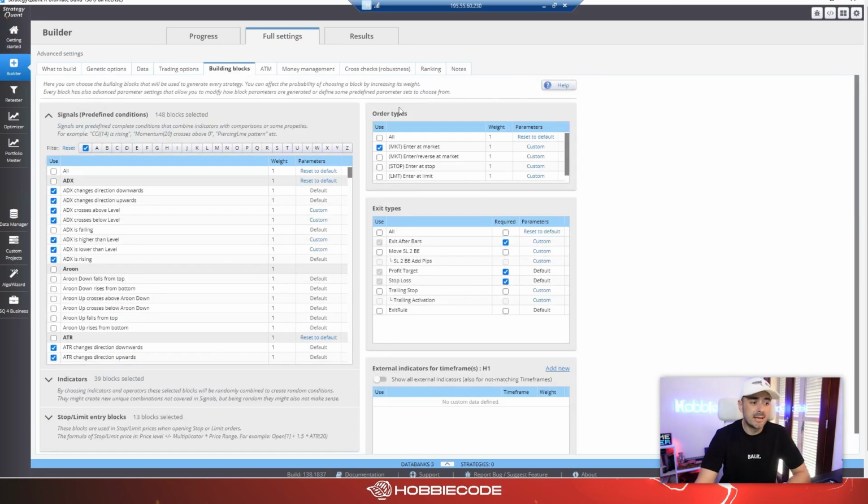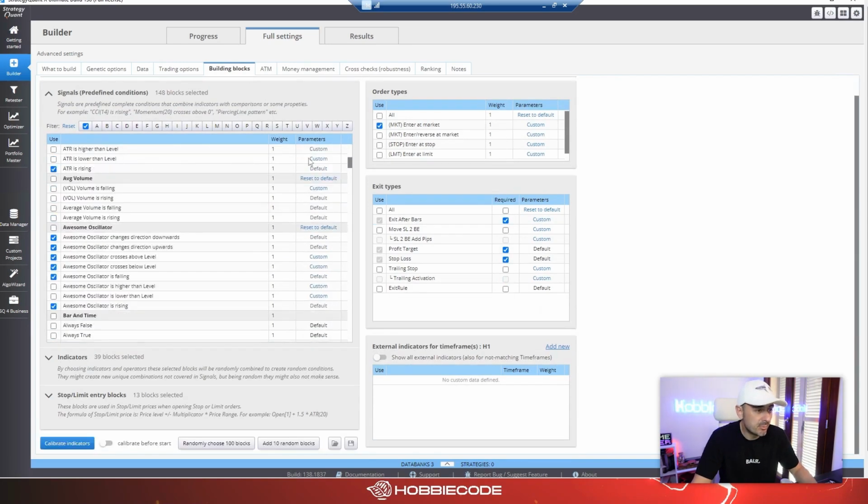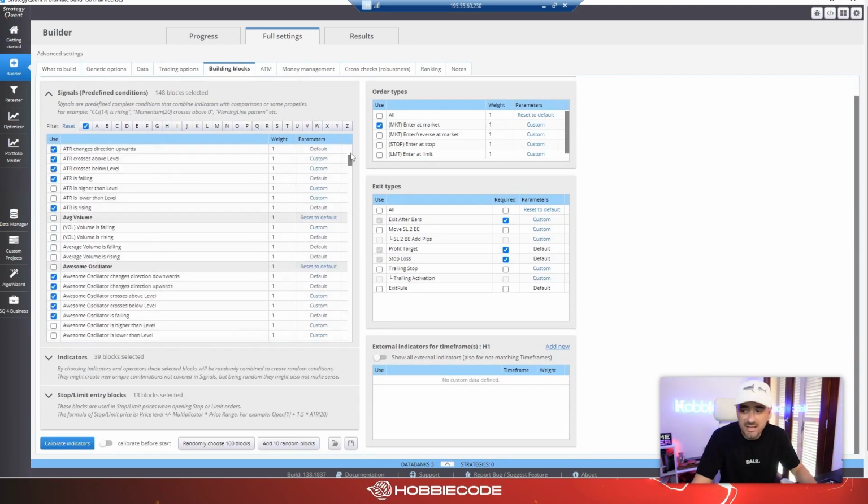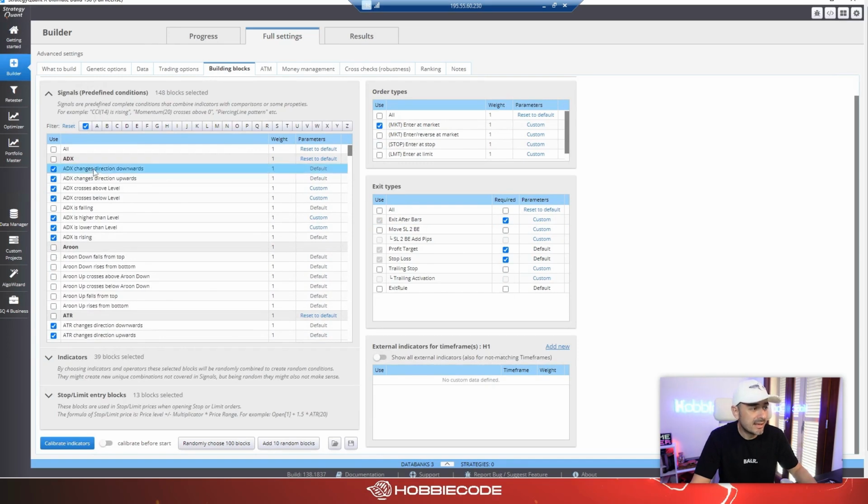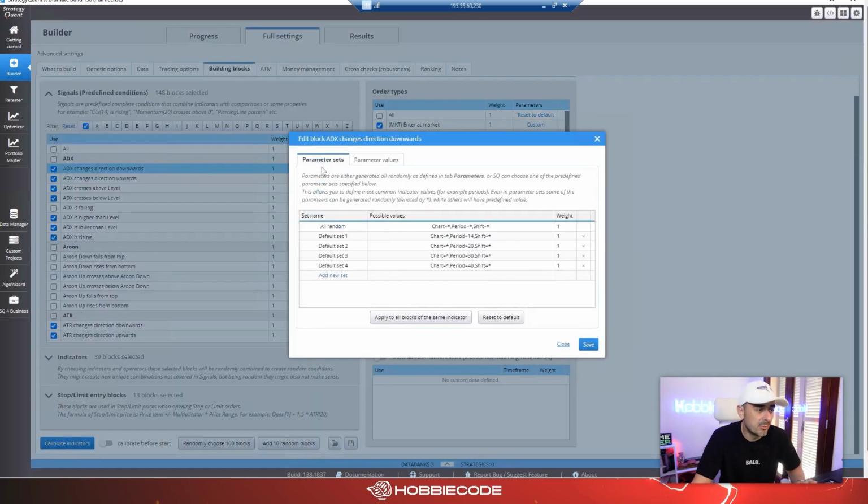The most important thing is, how does this artificial intelligence build the strategies? Well, this is very important because here you can see that there are many behaviors. These behaviors include the ADX falling, the ADX rising, the ADX crossing the level upwards, and the ADX crossing the level downwards. The Aroon indicator and the ATR indicator behave similarly. You say, but okay, what does it mean that it changes direction downwards? Well, here you can select various parameters, how many periods you want for the ADX, as there are several sets of 14, 20, 30, and 40. You can add new sets. What does all this mean?